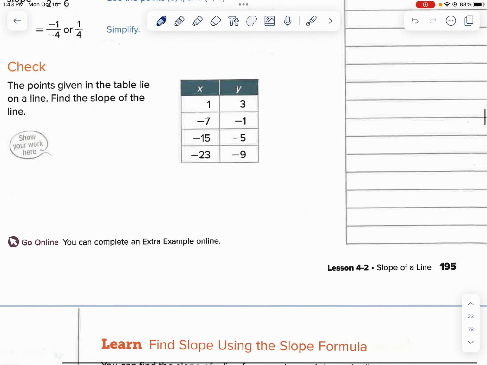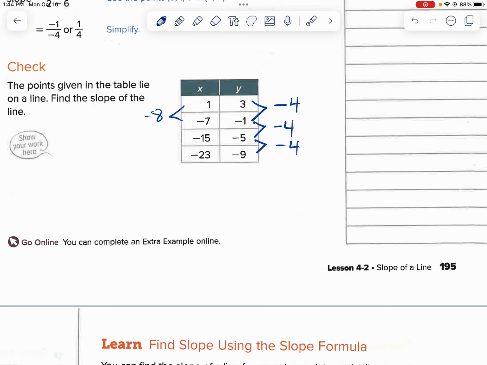So I'm going to do it here. From here to here, I'm going down by 4, down by 4, down by 4. Then I'm going down by 8, down by 8, down by 8. So negative 4 over negative 8 will get me 1/2.